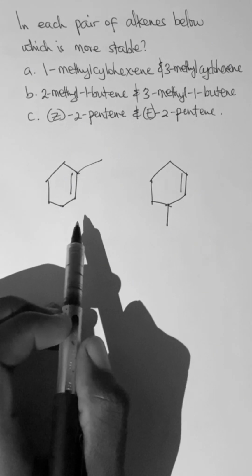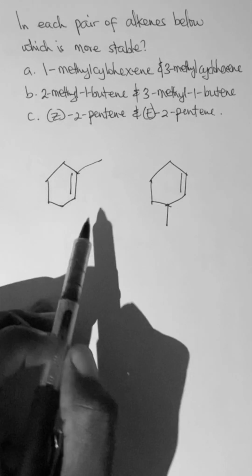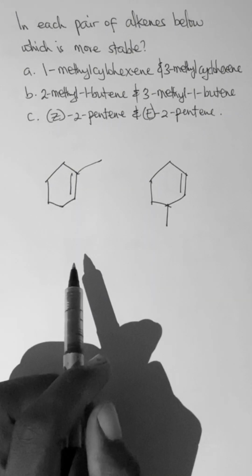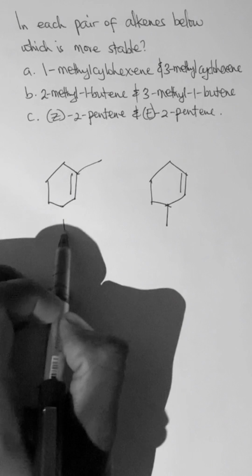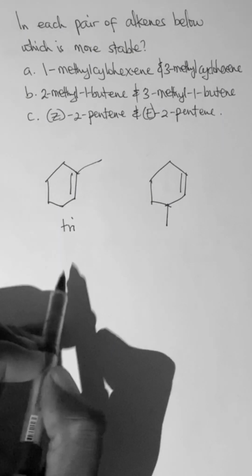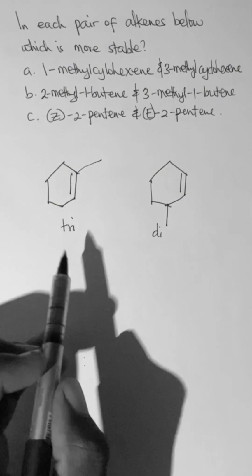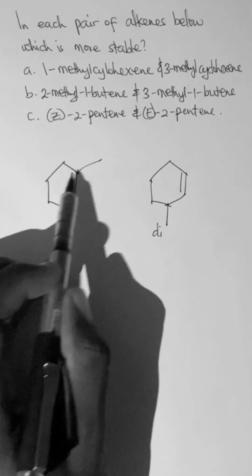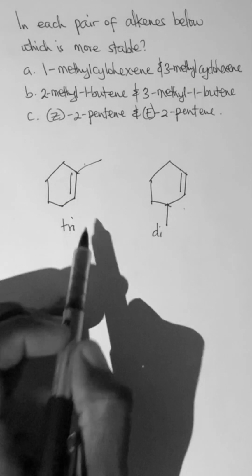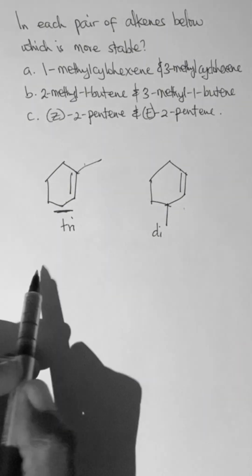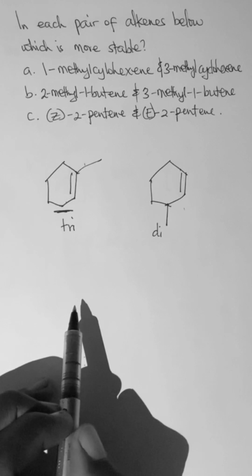Now for the alkenes, their stability depends on the substitution around the double bond. The more substitution we have around the double bond, the more stable the alkene is. Now if you look at this alkene, this is a tri-substituted alkene, and this is a di-substituted alkene. Since this is a tri, it means that this one has more substitution. For example, 1, 2, 3, compared to this one, which is just 1, 2. So it means that this one, which is 1-methyl cyclohexene, is more stable than 3-methyl cyclohexene.